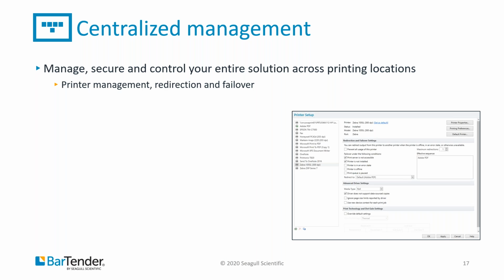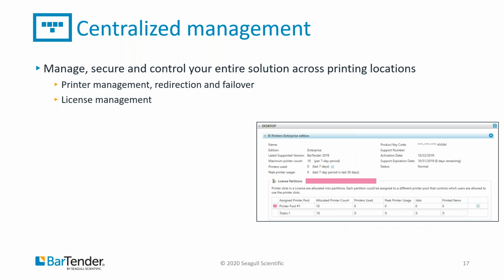For example, you can completely deny printing to select printers. You can also configure print redirection. If your primary printer is offline or in an error state, you can automatically redirect printing to an available printer. Our new printer licensing tools provide the capability to further manage BarTender's printer-based licensing. You can now create pool-based printer licensing for certain users, groups, or even departments within your company.